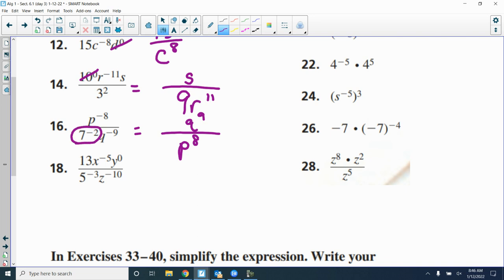It goes on top. What is 7 squared? What does that equal? 7 times 7. There you go. There's our final answer right there. Okay.